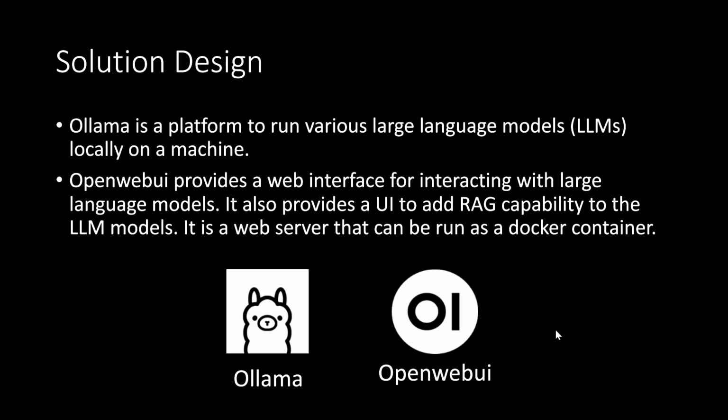To run an LLM, you can use a software called Ollama, which is a platform to run various open source language models. And OpenWebUI is a web interface where you can interact with large language models easily, and it also provides a user interface to create the vector database for your documents. So OpenWebUI is a web server, and you can run that web server very easily as a Docker container.